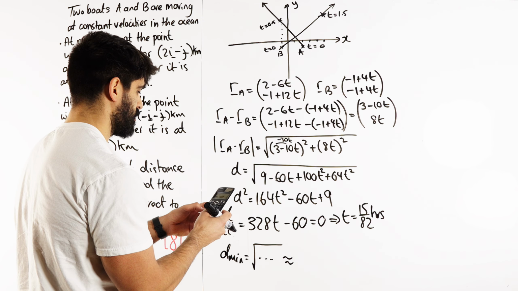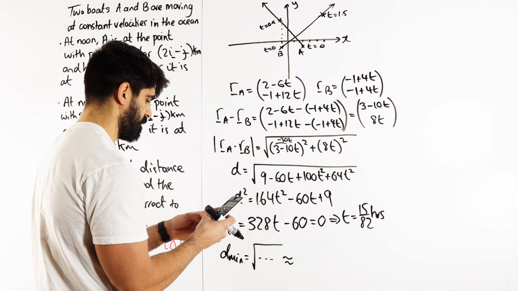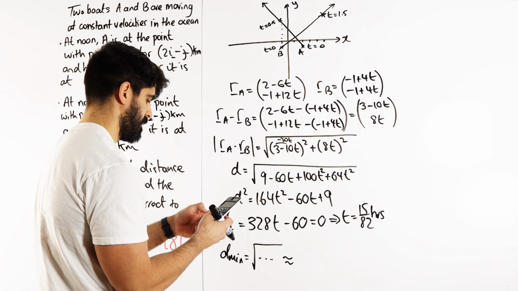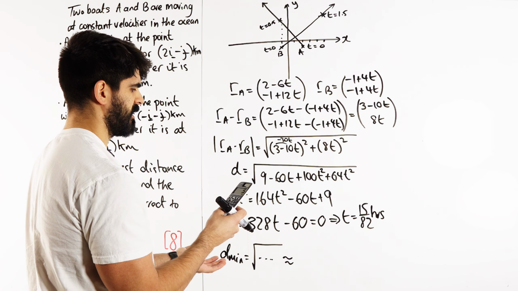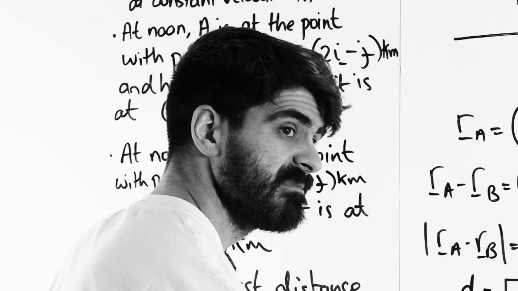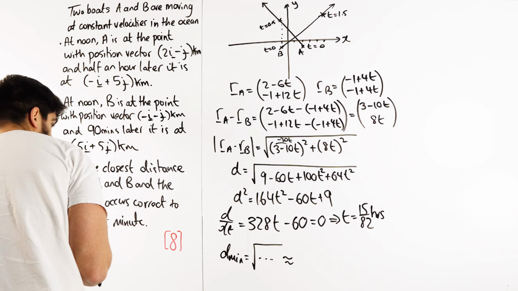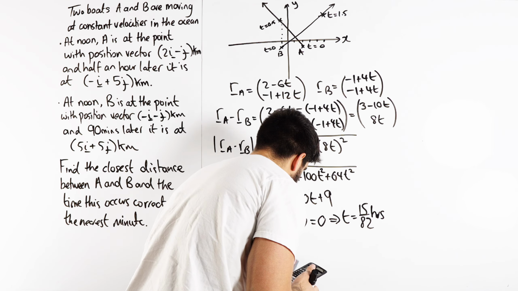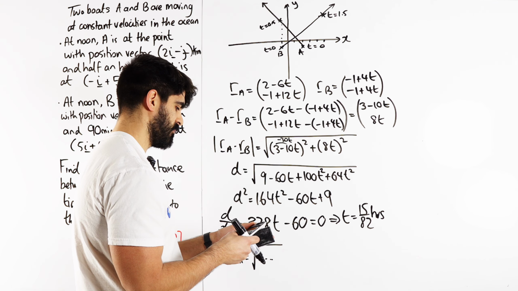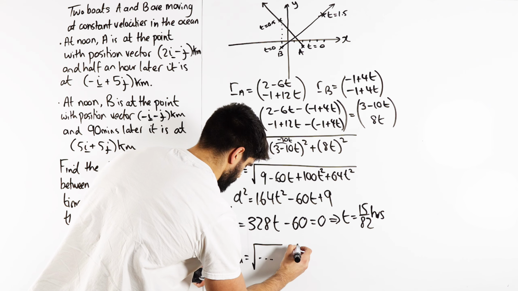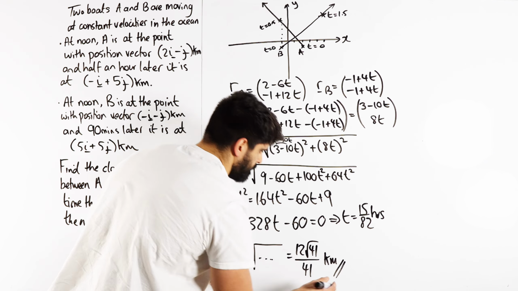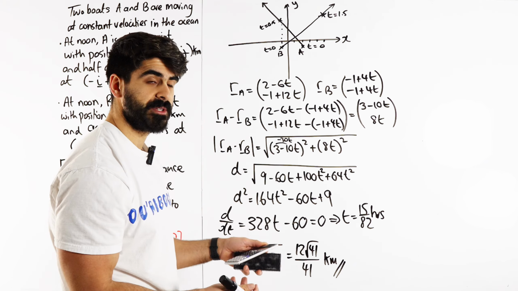But I'm going to store this value. I'm going to do 164 a squared minus 60 a plus 9. Oh, I actually get a nice number, 144 over 41. It's crazy how maths works. But then I have to root it though. Does it give me a nice number? Huh. 12 root 41 over 41. I'll keep it like that. Kilometers. That works out to be like 1.87 kilometers away from each other.